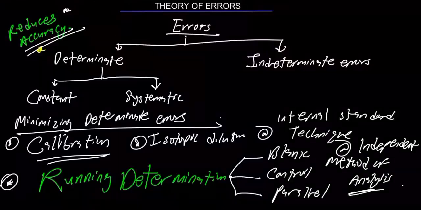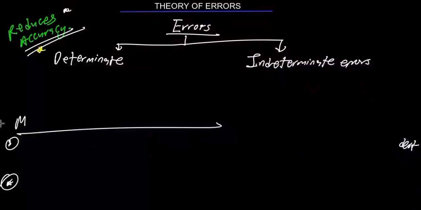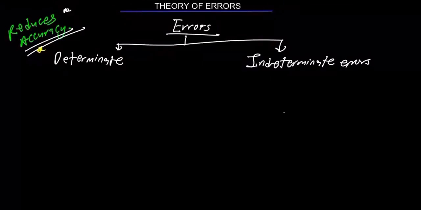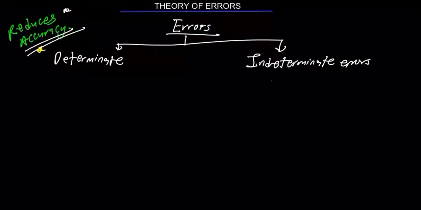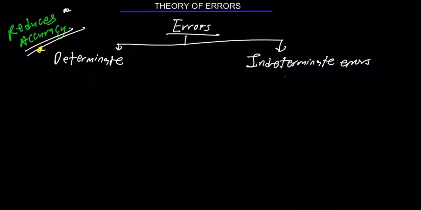Now let's look at indeterminate errors. From the word indeterminate, this error is trying to tell us that it is beyond the observer. The source of this error cannot be determined. Okay, let us look at an example. There are some errors that are beyond the analyst or the observer. So this indeterminate error is an error that cannot be determined and cannot be accounted for.